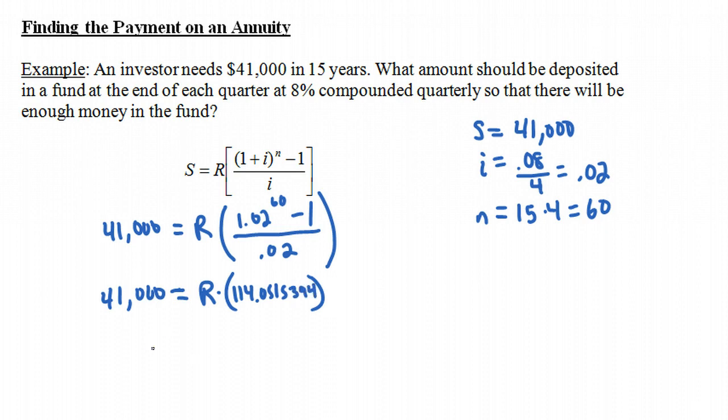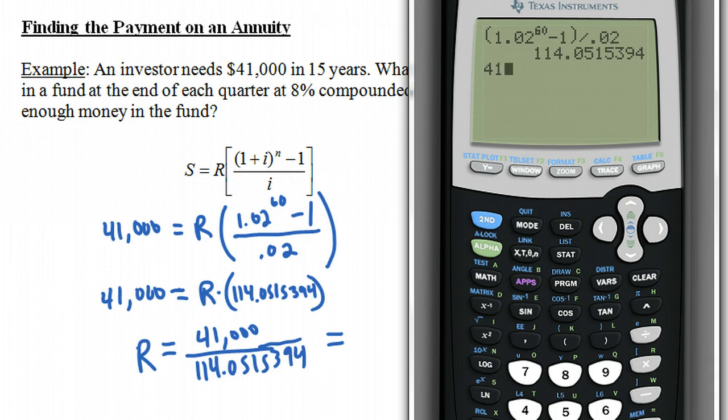So what is R going to be? How do we find R? Well, R is going to be 41,000 divided by this number, 114.0515394. So you divide both sides by that, and you'll get what R is. So let's now type this into our calculator. We have 41,000 divided by 114.0515394.